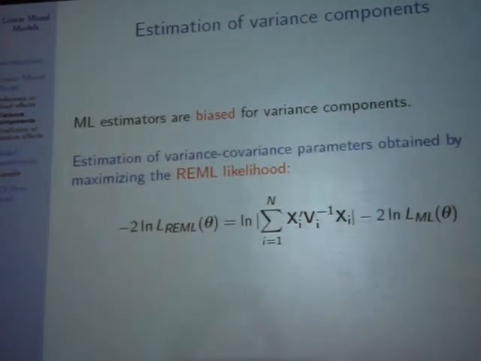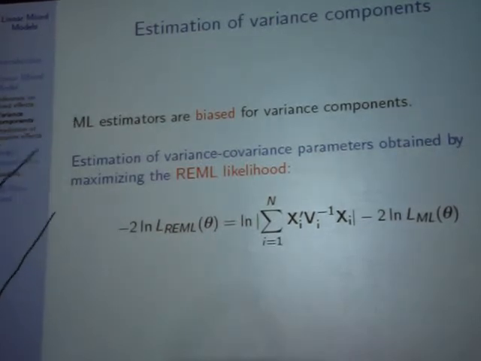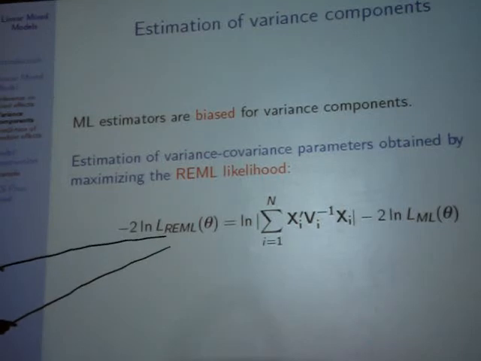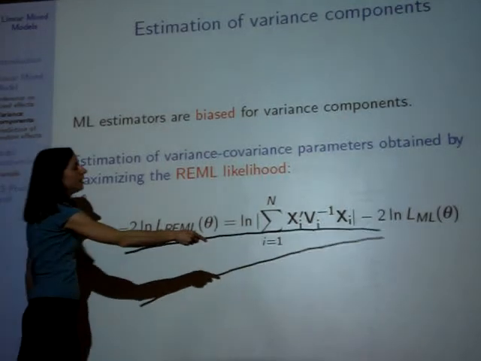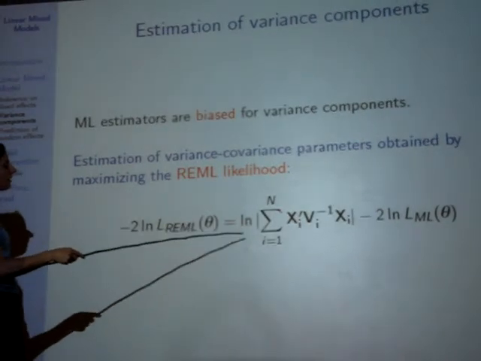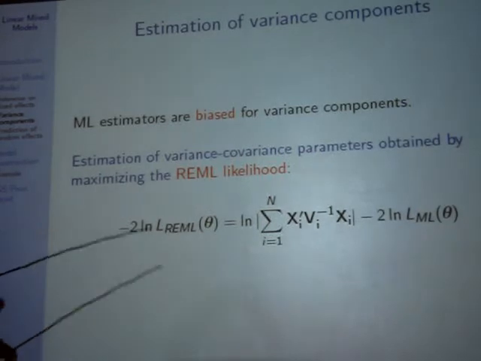So now we've seen inference on the fixed effects. So we are going to see how to estimate the variance components. So you probably know that ML estimators are biased for variance components, and that estimation of variance covariance parameters is usually based on restricted likelihood. So the restricted likelihood is defined like this. Minus 2 log of the restricted likelihood is equal to minus 2 log of the ML likelihood, but corrected for this term, which is the log of the determinant of X prime V minus 1 X.